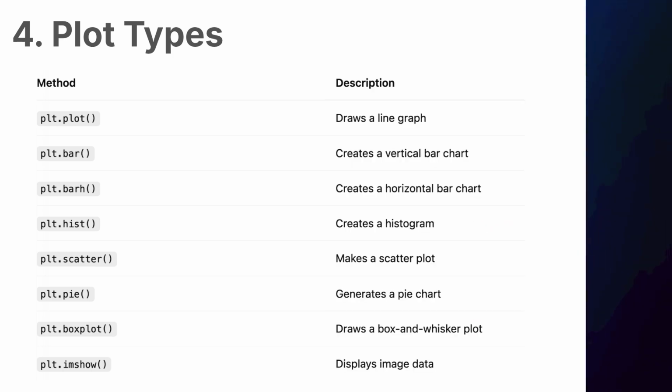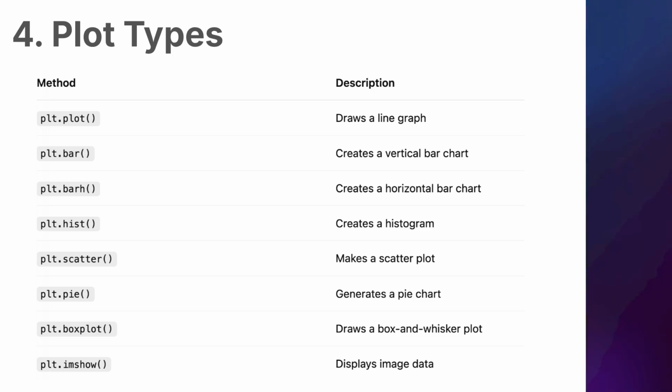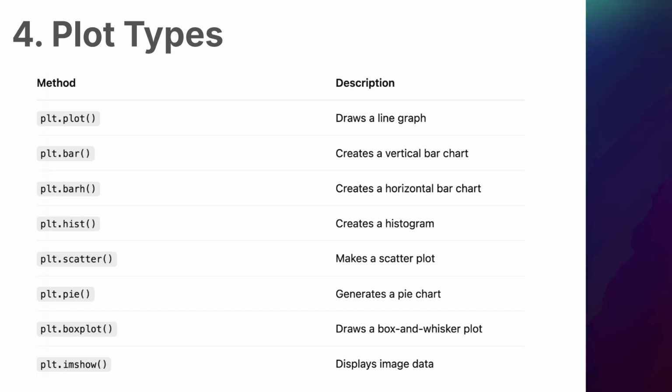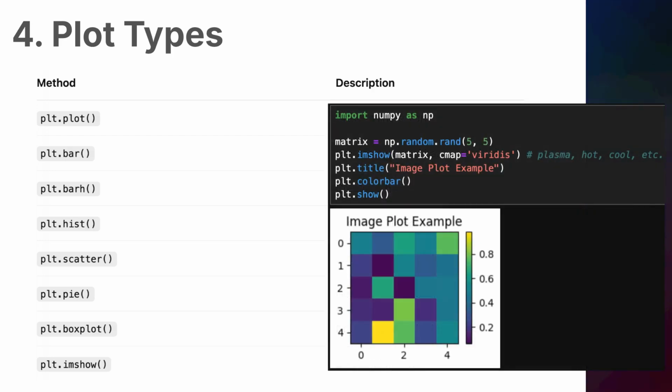Next, imshow. It displays image data like heat maps, pixel maps, or 2D arrays as an image. Let's say you have a 5x5 matrix created by the NumPy library filled with random numbers between 0 and 1. If you don't know NumPy, check out our NumPy videos.